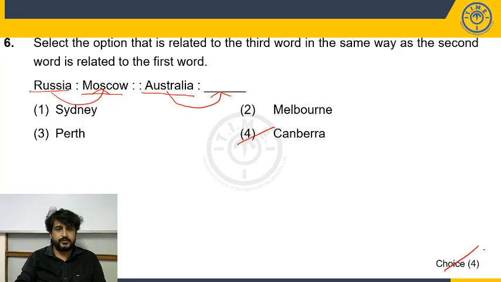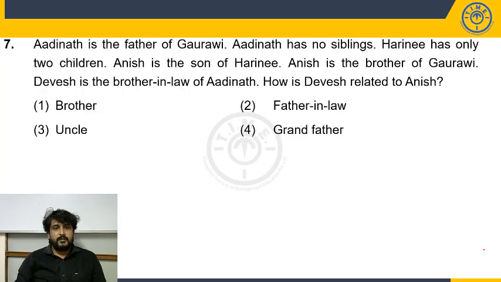Okay, I move to the next question. Blood relations. Aadinath is the father of Gauravi. Let us draw the family tree diagram. Aadinath is the father, so male. Let us make a symbol plus. Is the father of Gauravi. We don't know the gender of Gauravi.